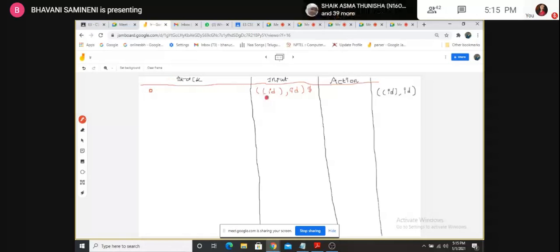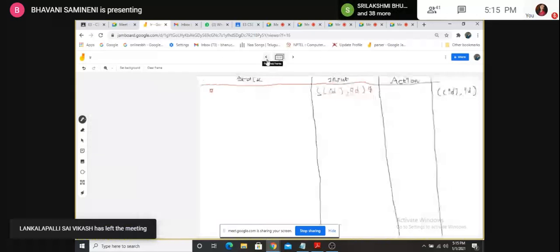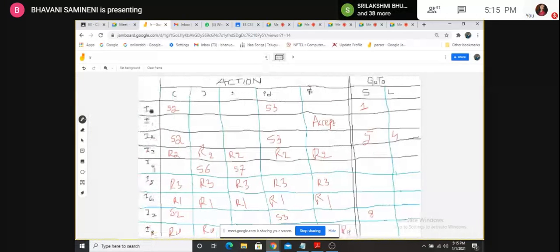Now we have to check I0, and what is the lookahead symbol here? The lookahead symbol is open parenthesis. So now we have to consult the table: I0 on open parenthesis. What is the action you have to perform? The action is S2.